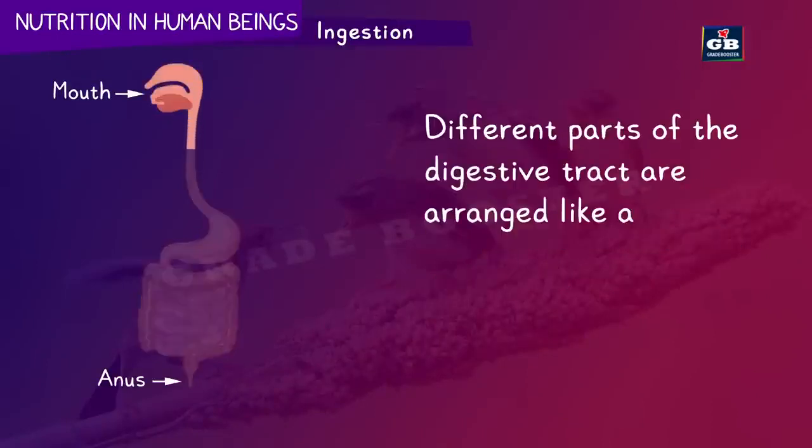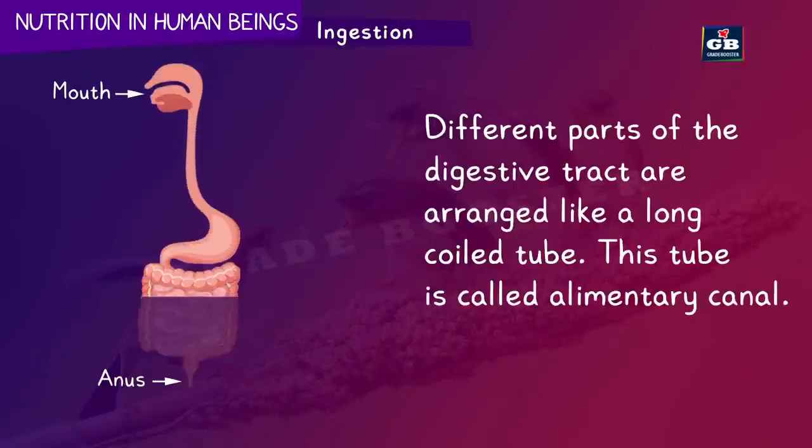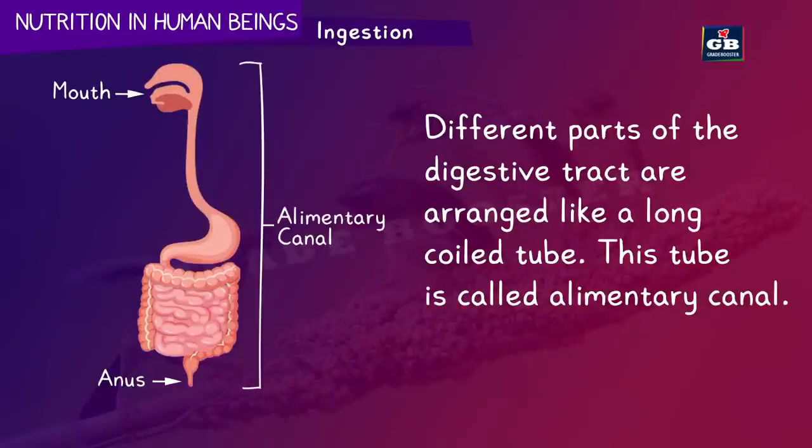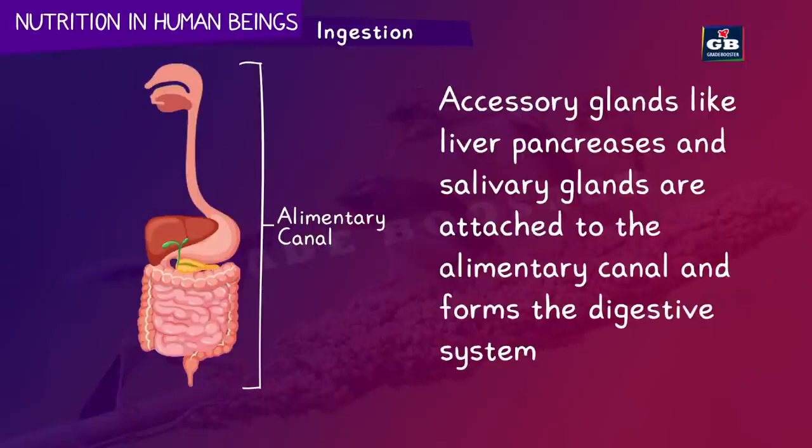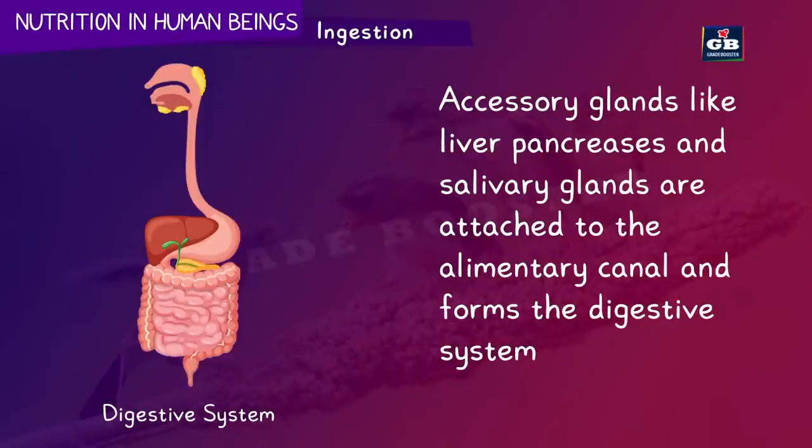Different parts of the digestive tract are arranged like a long coiled tube. This tube is called the alimentary canal. Accessory glands like the liver, pancreas, and salivary glands are attached to the alimentary canal and form the digestive system.